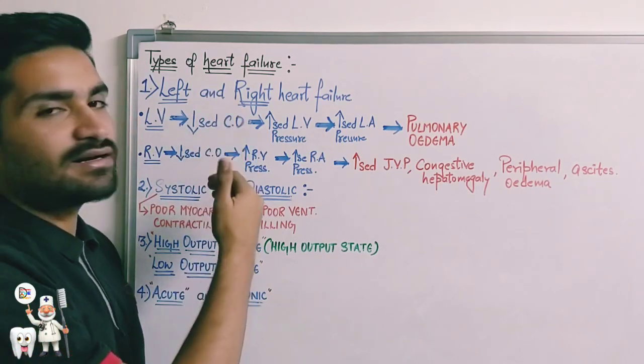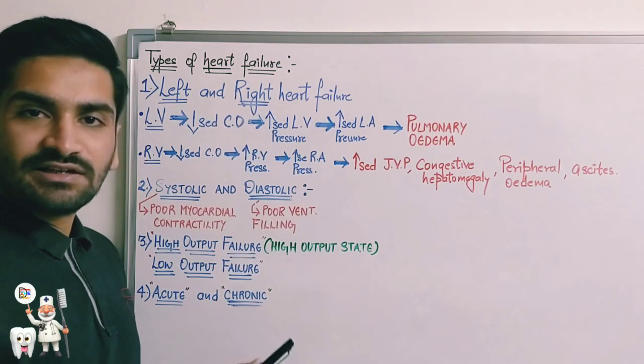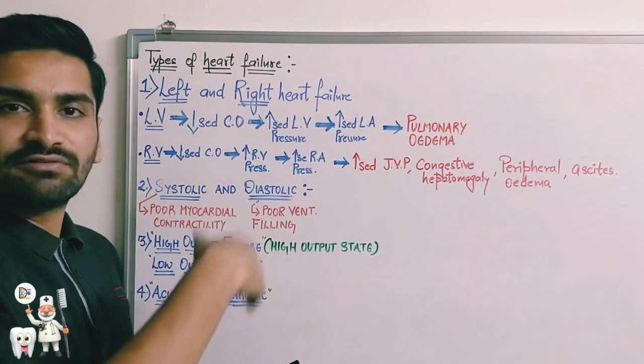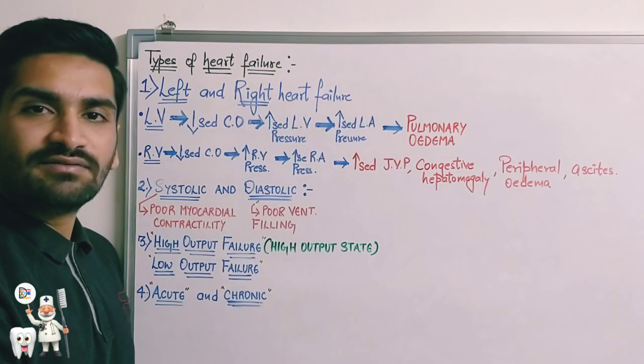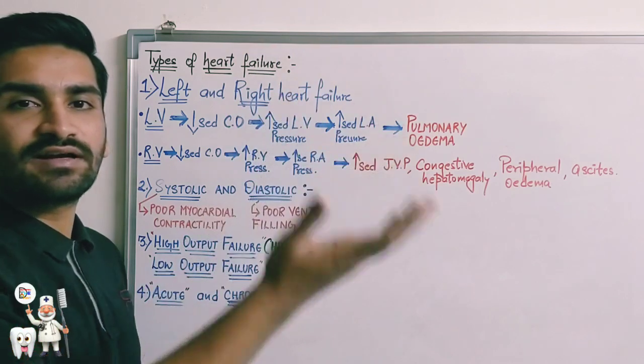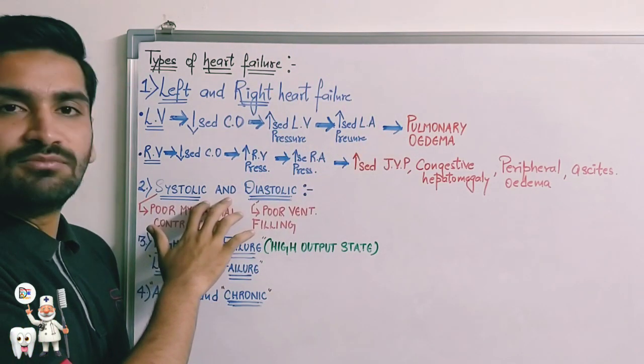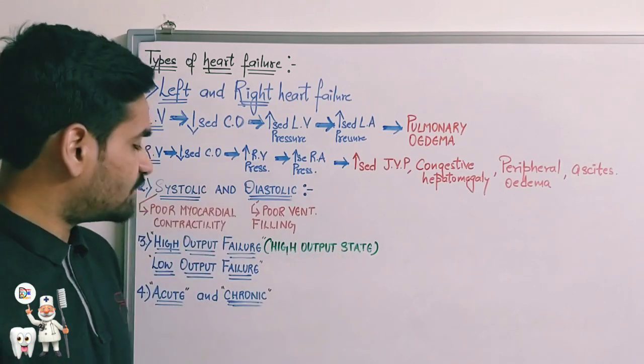In the same manner it can also occur as biventricular heart failure. That means it will start from one ventricle and go on affecting the other ventricle. So if it starts from the left ventricle, it will go on affecting the right ventricle. In the same way, next we'll move on to the systolic and the diastolic heart failure.